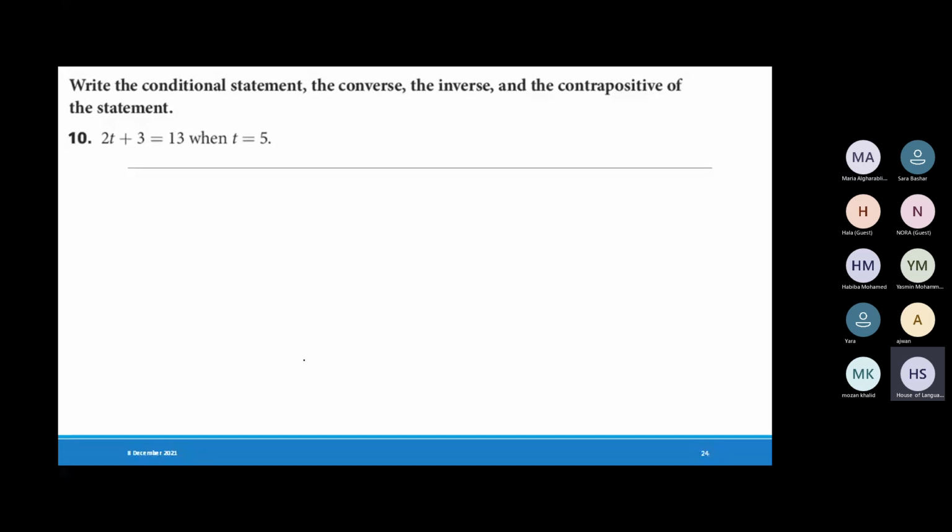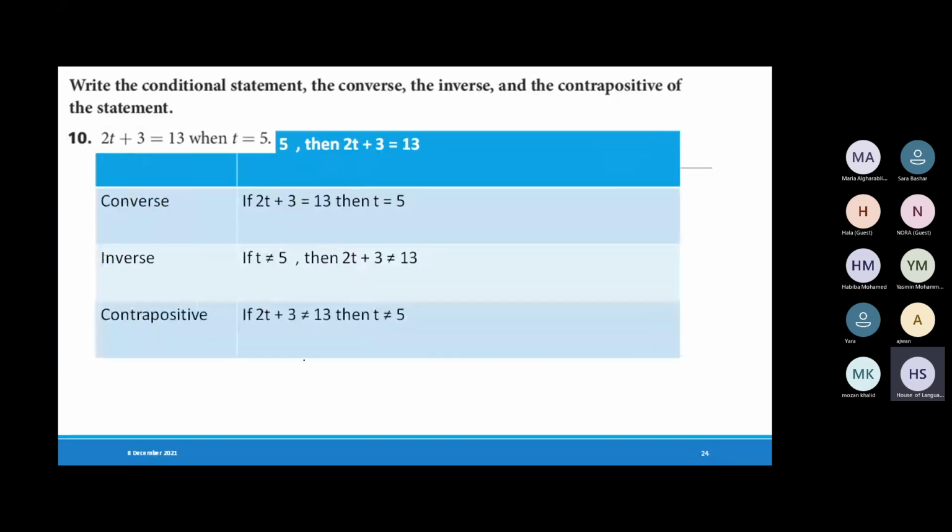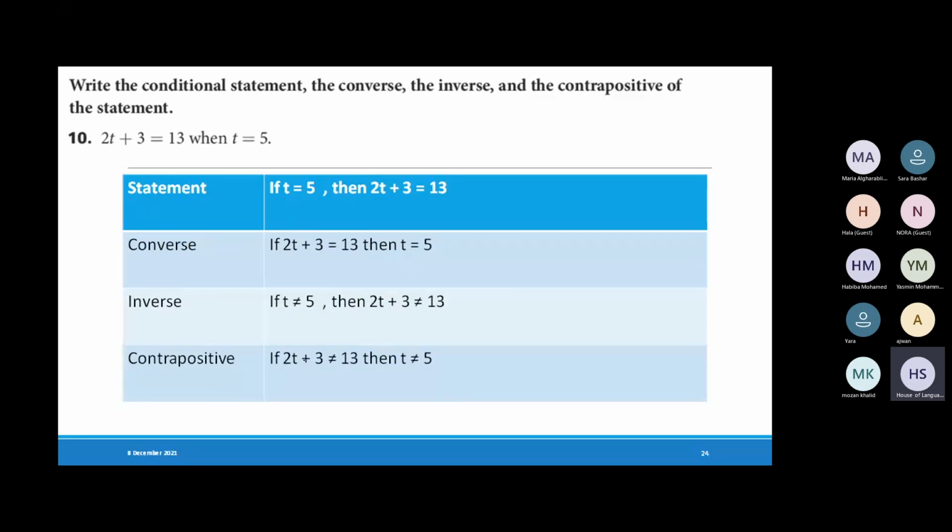Yes, thank you. Now the last one, the contrapositive. What do you have to do? If 2t plus 3 is not equal to 13, then t is not equal to 5. Bravo, thank you. So these are the answers. The statement is if t is 5, then 2t plus 3 is 13. Converse, you change the order: if 2t plus 3 is 13, that means t is 5.